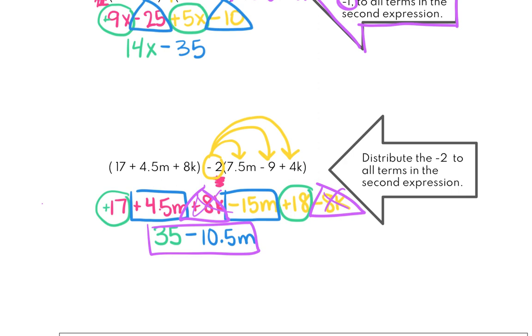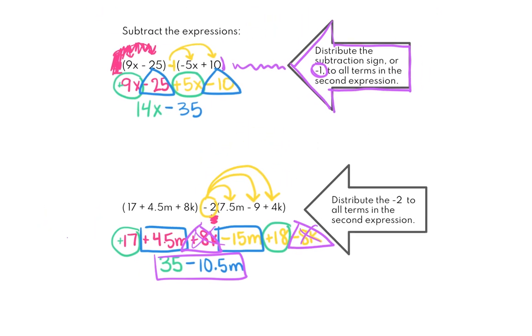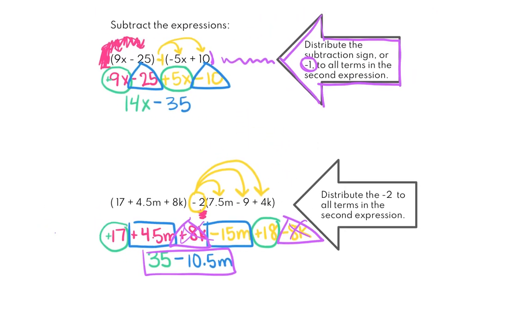So the only difference between the first example and the second example is that in the first example, it was just a minus and then the next expression. So you had to insert this 1 in there and distribute the -1. In this case, we had a coefficient in front of the expression, so we're going to take that negative and the coefficient and distribute to everything within the parentheses.